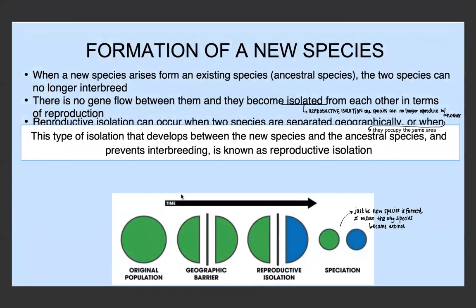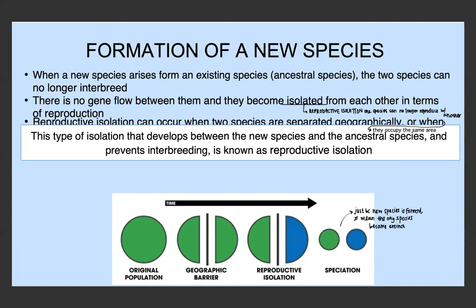So when we look at the formation of a new species, when a new species arises from an existing species, so from the ancestral species, these two species can no longer interbreed because they're two separate species. We have the ancestral species and we have this new species. There's no gene flow between them, and they'll become isolated from each other in terms of reproduction. So the term reproductive isolation, we're going to use it a lot. It's quite an important term, and it's very important to be able to understand it and to use it when you're explaining something like speciation.